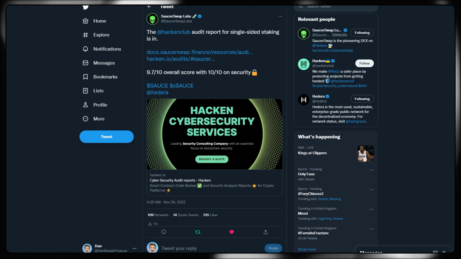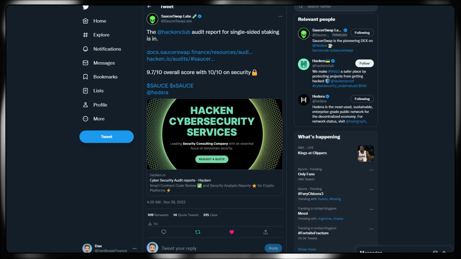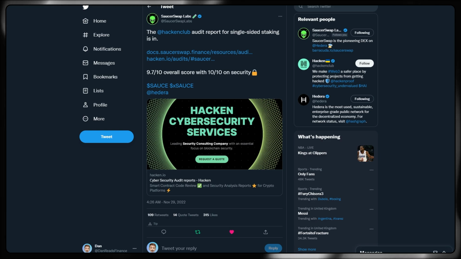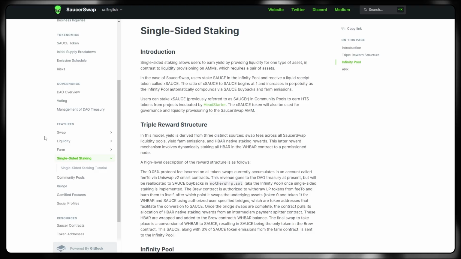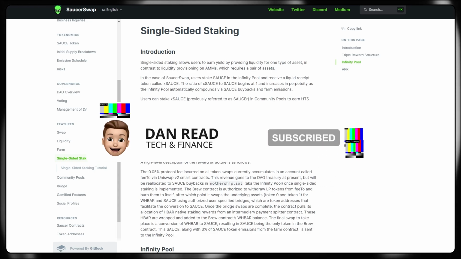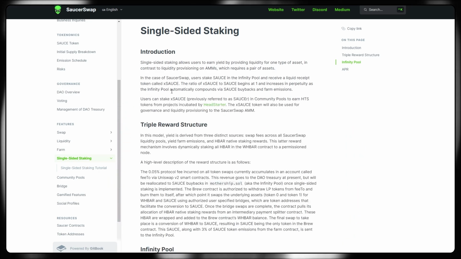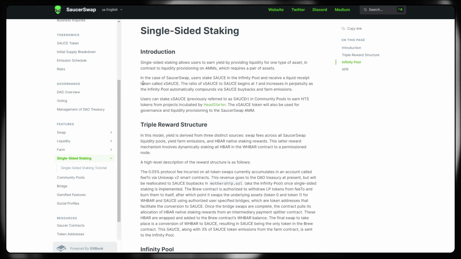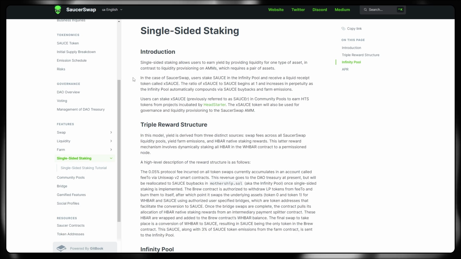Now, before we jump into how to actually use single-sided staking on Saucerswap Labs, I will talk about the rewards quickly, as of course it's very important. So single-sided staking, this is available in their documentation section over on the Saucerswap website. I will try and leave links to all of this down in the description. We can see single-sided staking allows users to earn yield by providing liquidity for one type of asset, in contrast to liquidity provisions on AMMs.